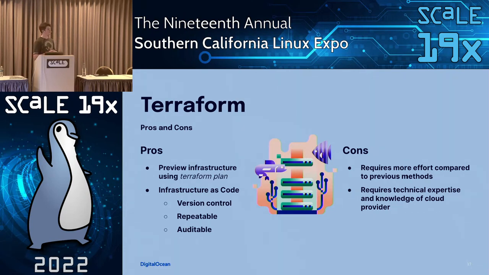This also introduces the concept of infrastructure as code. Your infrastructure is no longer something that sits inside the cloud only. You can check these files in, as well as the state, to source control. You can also store the state out in something like S3 or DigitalOcean Spaces if you so like DigitalOcean products. As well as it's very repeatable and auditable.